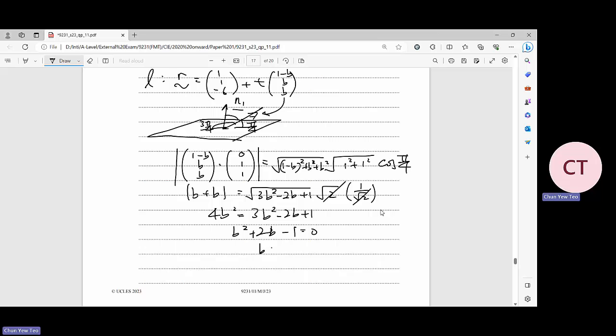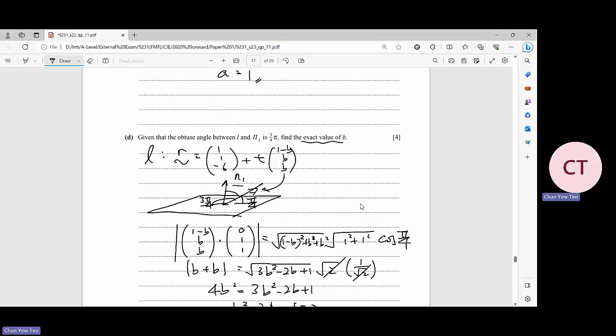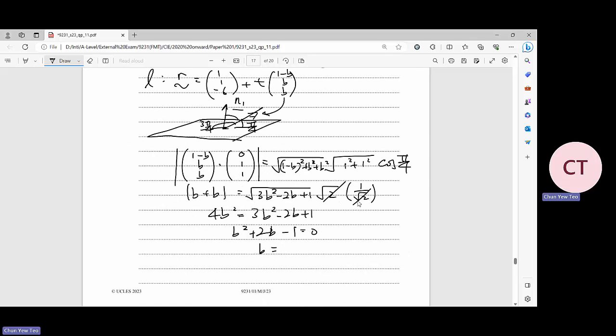Then I cannot factorize it, so I just need to use the exact value, right? Yeah, exact value. So I need to use the quadratic formula: negative b plus minus square root of b squared minus 4ac, divided by 2a. So I will get b equal to negative 1 plus minus root 2. Because b is positive, therefore my b will be negative 1 plus root 2. That will be the answer for question number 7. And these are the last questions. I'll stop the video here.